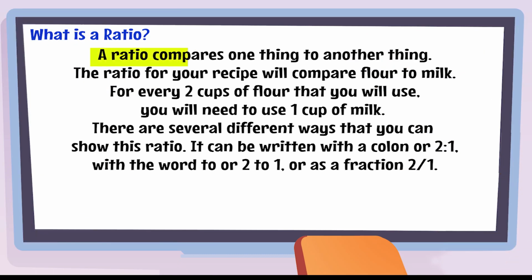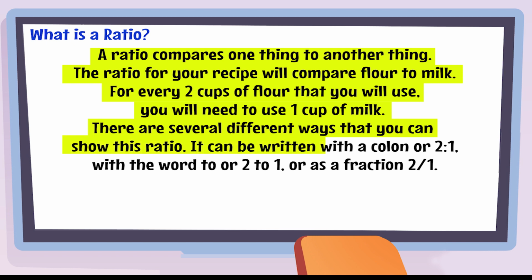A ratio compares one thing to another thing. The ratio for your recipe compares flour to milk. For every 2 cups of flour you use, you will need to use 1 cup of milk. There are several different ways that you can show this ratio.